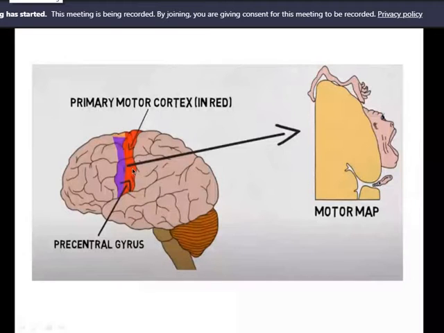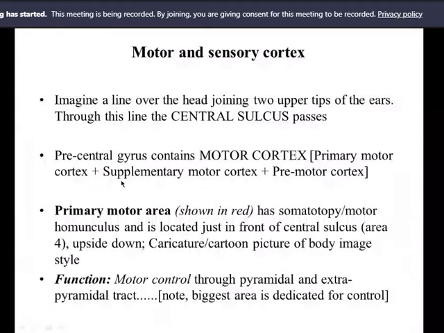It is for motor control. This yellow is supplementary motor area. This is for execution. This is for execution of motor movement, and this is the motor area. You see here, this is called pre-motor area, right? So this is pre-motor area.